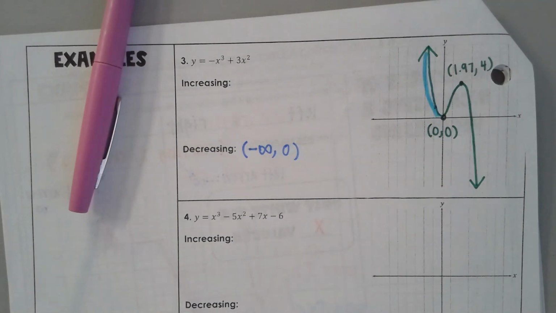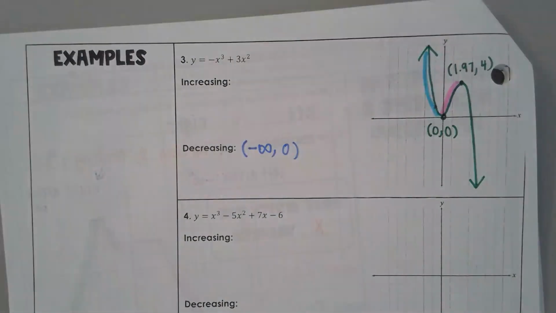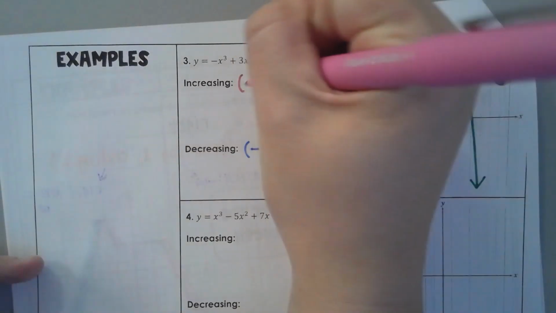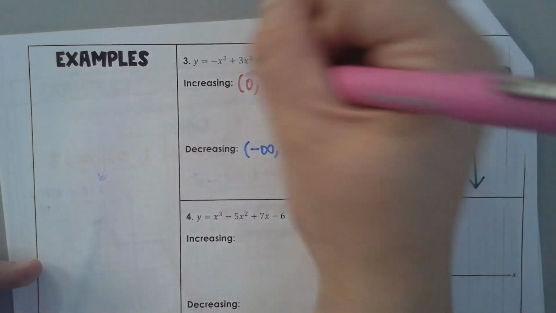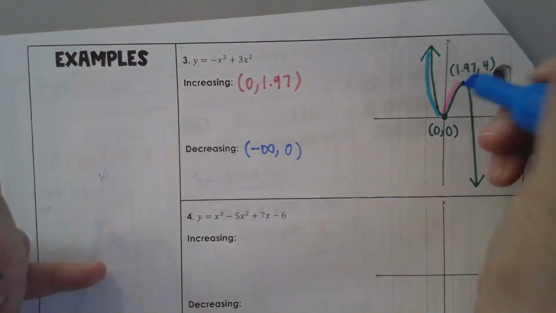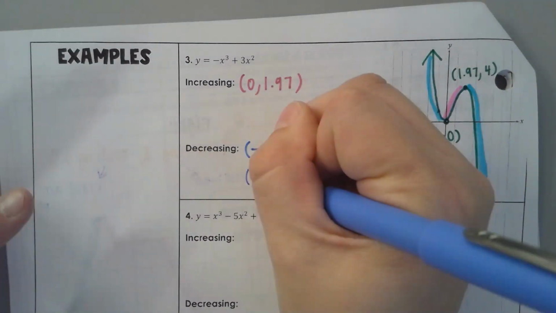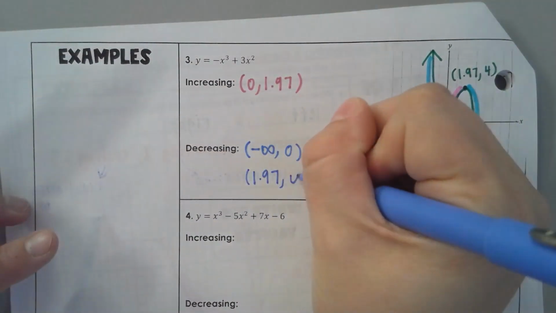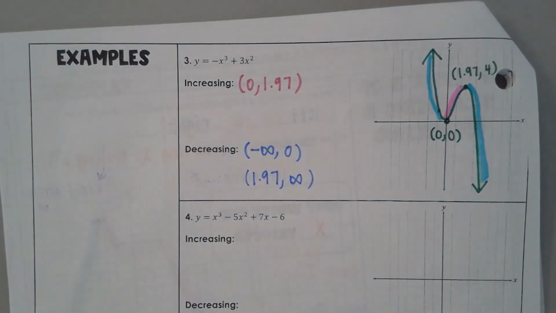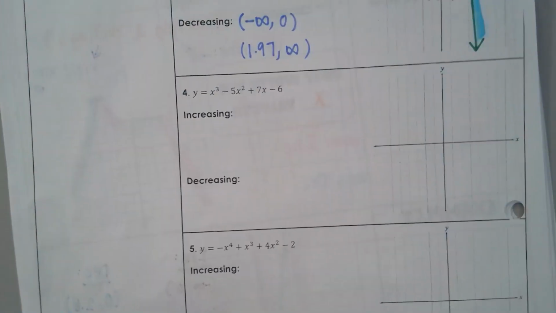And then from there, I do what? Increase. Where do I start increasing? 0, 0. At 0 until I get to 1.97. Good. And then from there, what do I do? Going down. Decrease. So from 1.97 to positive infinity. Good. Are there any questions so far? We can skip number 4. I want you to go down and work on number 5 by yourself.